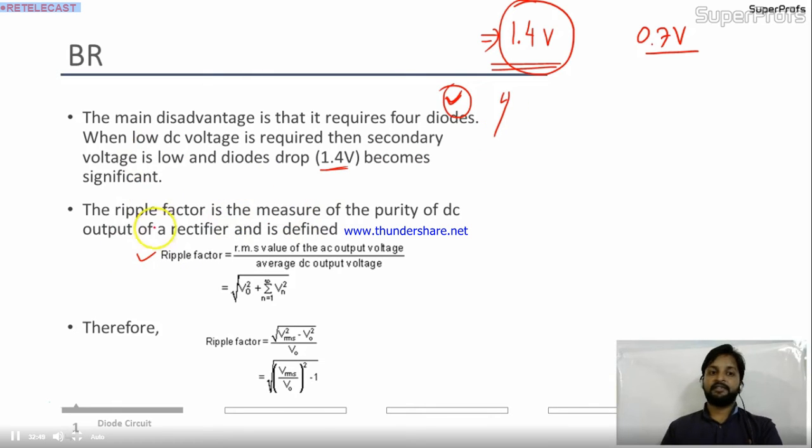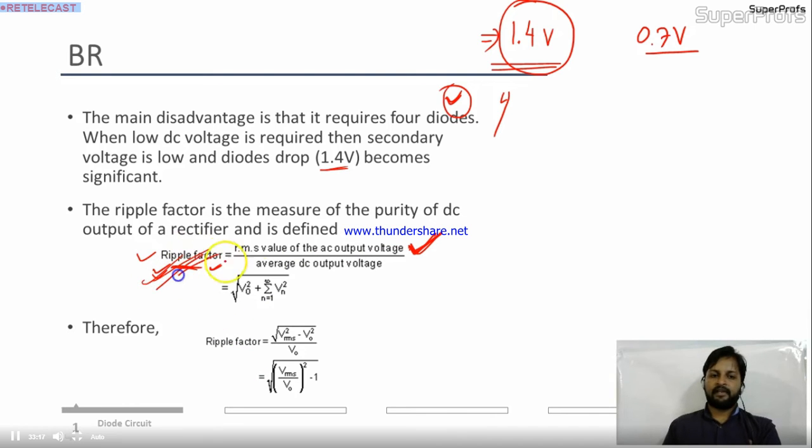Here for the bridge wave rectification, we have another concept, and that is the ripple factor. The ripple factor is the measure of the purity of the DC output of the rectifier, and it is defined as the RMS value of the output voltage divided by the average DC output voltage.